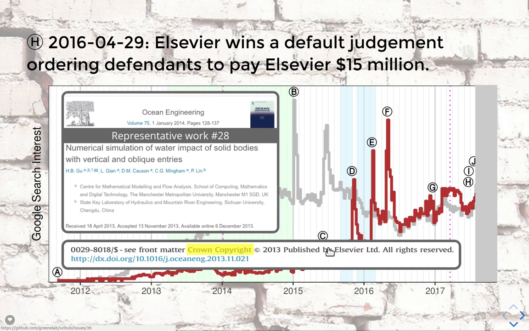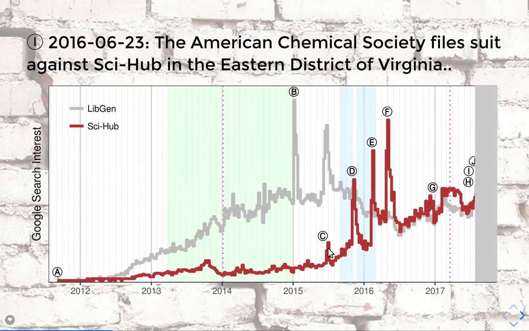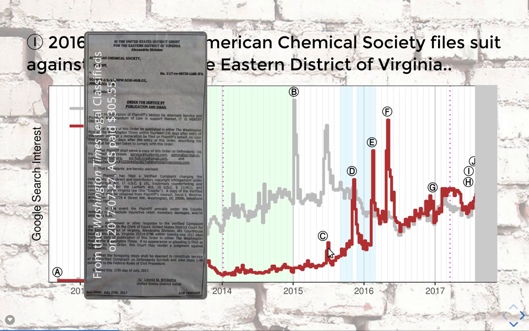If any of you have engaged in publishing with journals, I think you know it oftentimes is quite a mess. But I think this is a good example. Then later, the American Chemical Society, which is a nonprofit publisher, Elsevier is a for-profit publisher, they filed suit against Sci-Hub in the Eastern District of Virginia. And actually, they had to advertise this in the Washington Times, which we'll get to in a little bit.